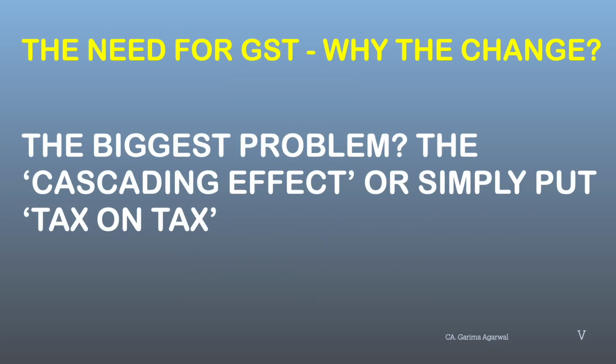Now, to understand why we needed GST, we have to look at the chaos before July 2017. India was a complex patchwork of taxes. The center levied excise duty on manufacturing and service tax on services, whilst the states levied value-added tax, that is VAT, on sales, plus entertainment tax, luxury tax, and octroi. And the biggest problem was the cascading effect, or simply put, tax on tax.